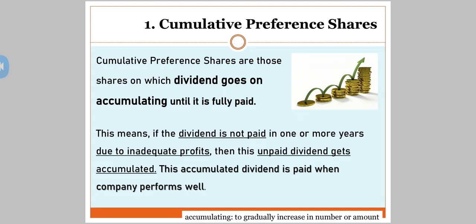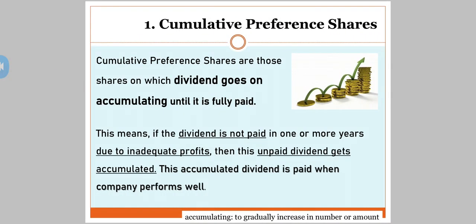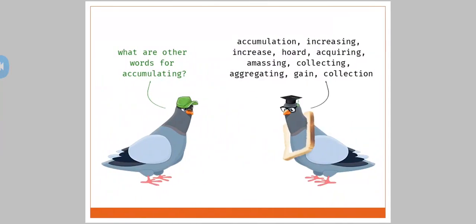So now, in the fourth year, the company is going to pay dividend for the third year as well as for the fourth year. So can I say the dividend goes on increasing? The dividend is getting accumulated until it's fully paid, that is, until it's fully paid in the fourth year. See, in this image you can see it clearly. It goes on increasing and it goes on accumulating. Other words for accumulating are accumulation, increasing, increase, aggregating. It's getting collected as we saw. So, collection.